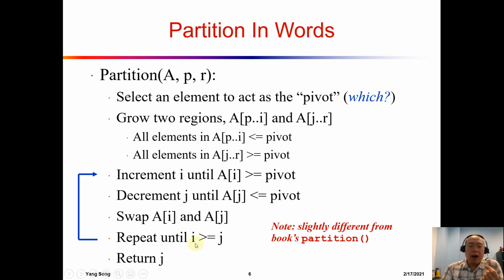Well, if i is greater than or equal to j, this means those two cursors have already met, and then we can say we want to stop. Even though those two cursors may still be able to find two values, one greater than the pivot and one smaller than the pivot, we want to make sure that the i cursor is lower than the j cursor. Otherwise they have already met, and we want to stop this kind of swapping.